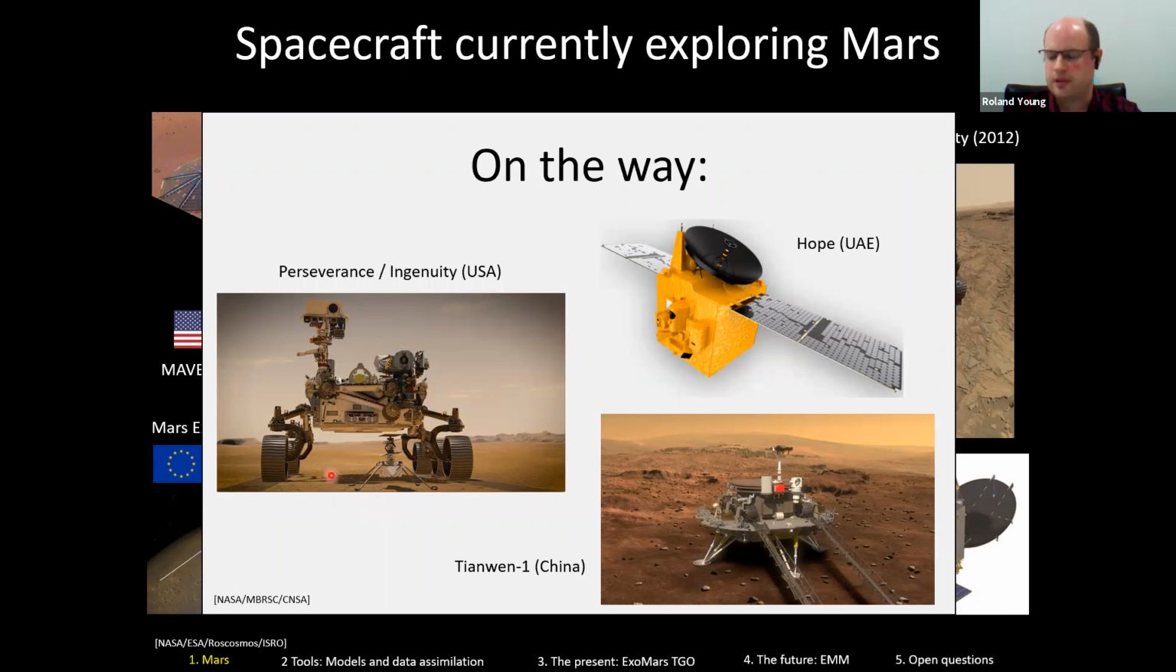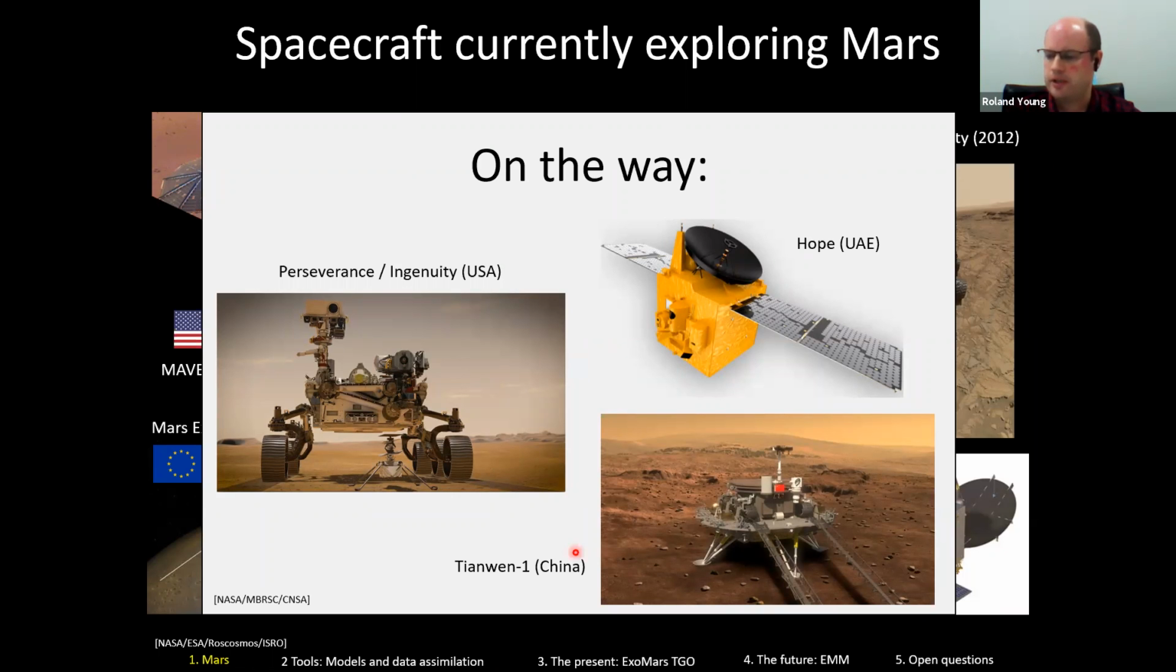Essentially, it's a helicopter. It's a very small drone, and it's going to demonstrate the use of drone technology on Mars, something that could be a big thing in the next decade or a couple of decades for space exploration.